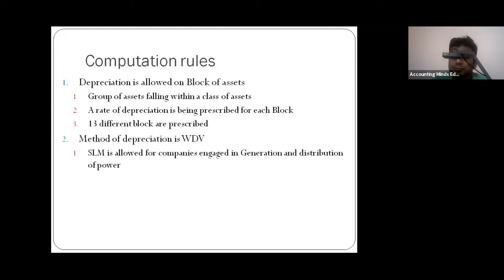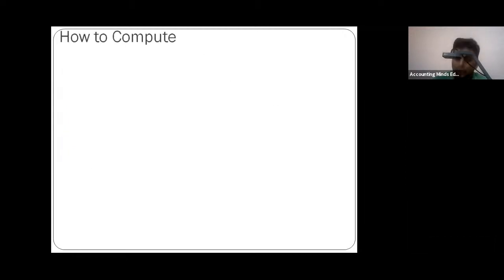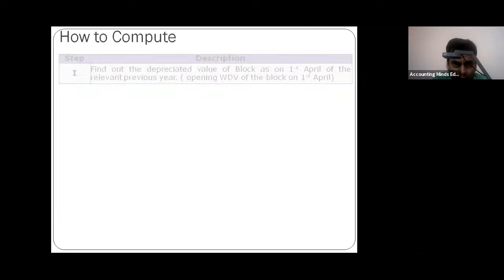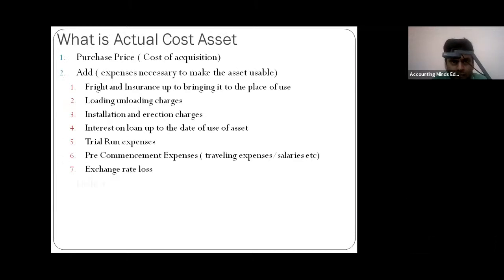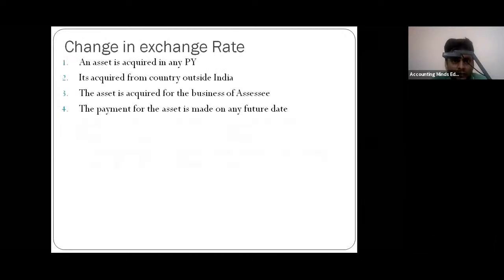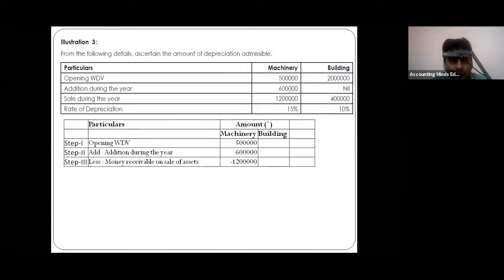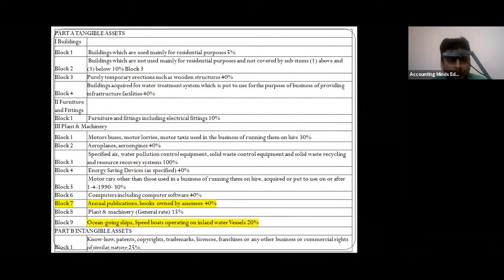Right, guys? Yes, sir. Right. Now, let me quickly take you through the block of assets. There are many blocks given here. You see buildings. In buildings, they have suggested almost 4 blocks, but basically 3 rates.